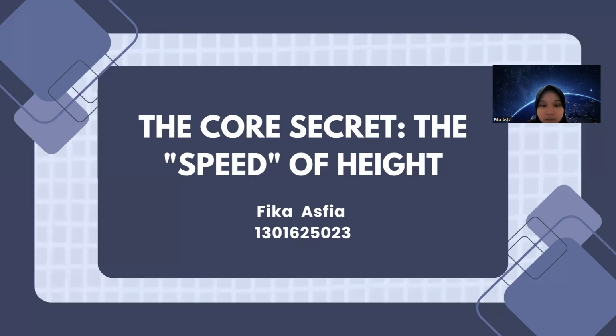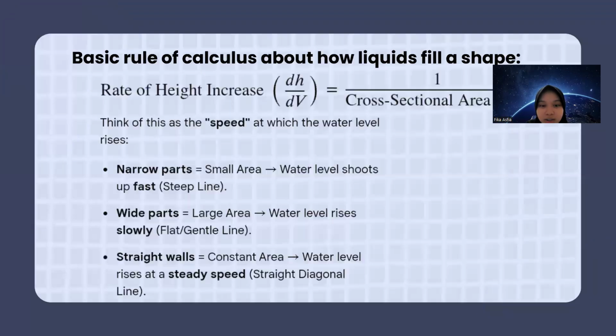Before we look at each container, let's understand the core mathematical principle behind this. We use a fundamental calculus concept. This formula simply means that the rate at which the liquid level rises is inversely proportional to the cross-sectional area of the container.